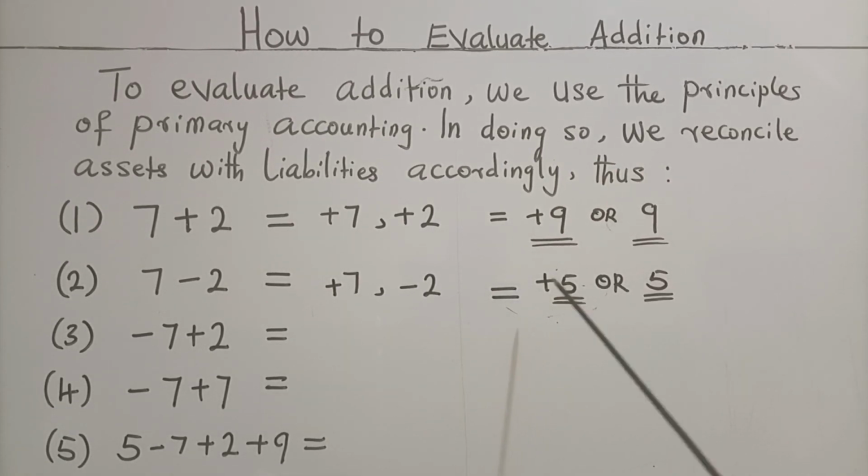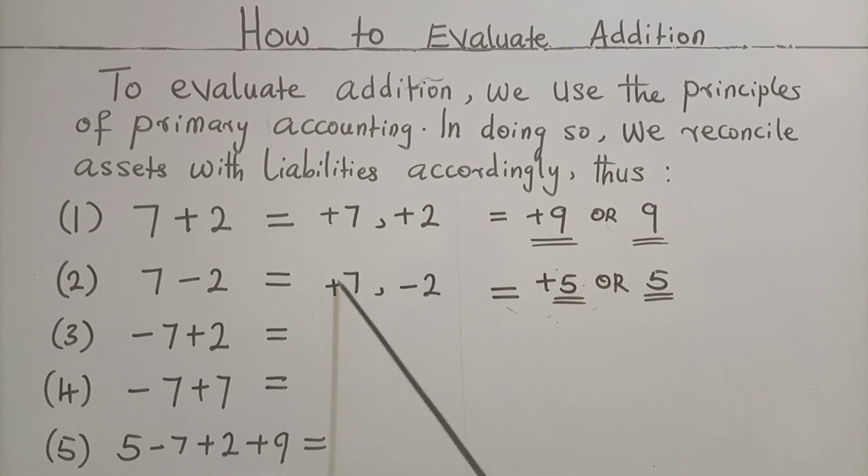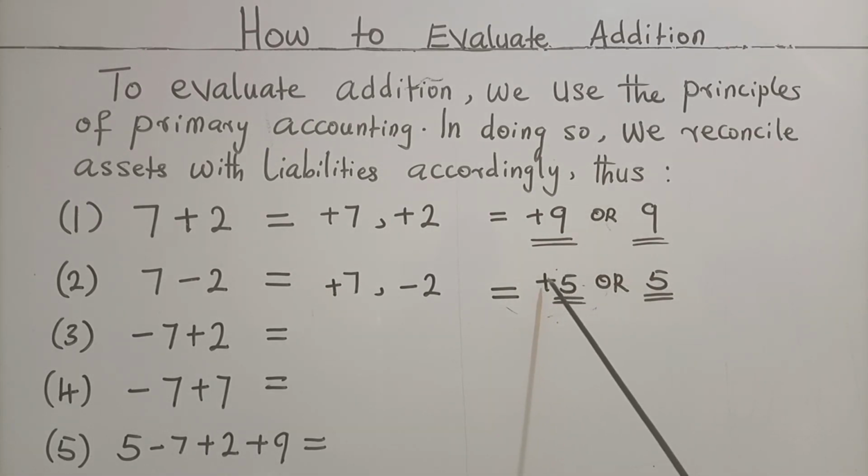That is it. The answer is plus 5 or just 5. I hope you know. You pay 2 from 7. What remains? 5. The 5 that remains, is it what you are still owing or what you now have? Certainly, it is what you have. That is why this 5 here has plus written before it.